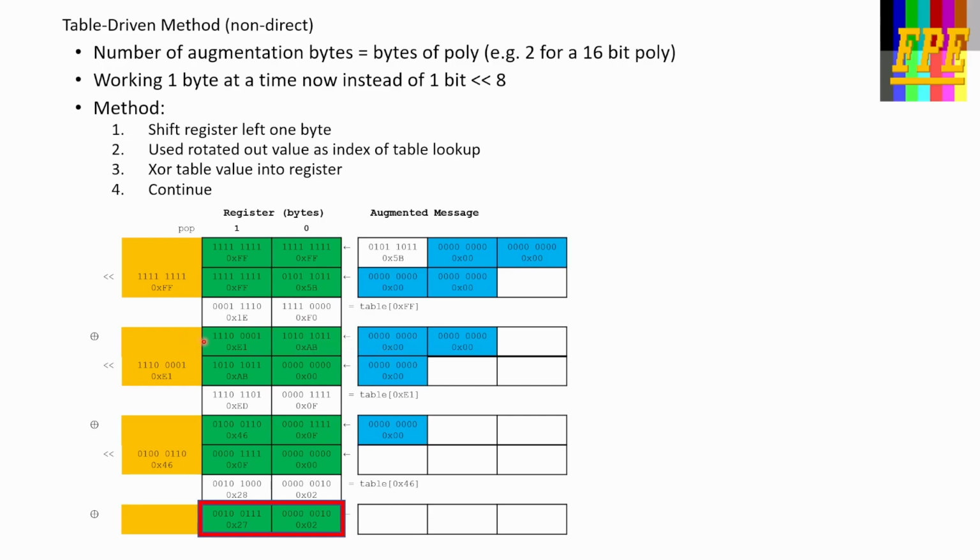Again, pop or shift to the left, pop out the far left value, perform a table lookup on this value, again exclusive OR, and then you repeat over and over again until you finally get your CRC. In this case, it's hexadecimal 0x27, 0x02. If you had more bytes, you would repeat this procedure again. You would keep doing the same thing for every byte in the sequence.